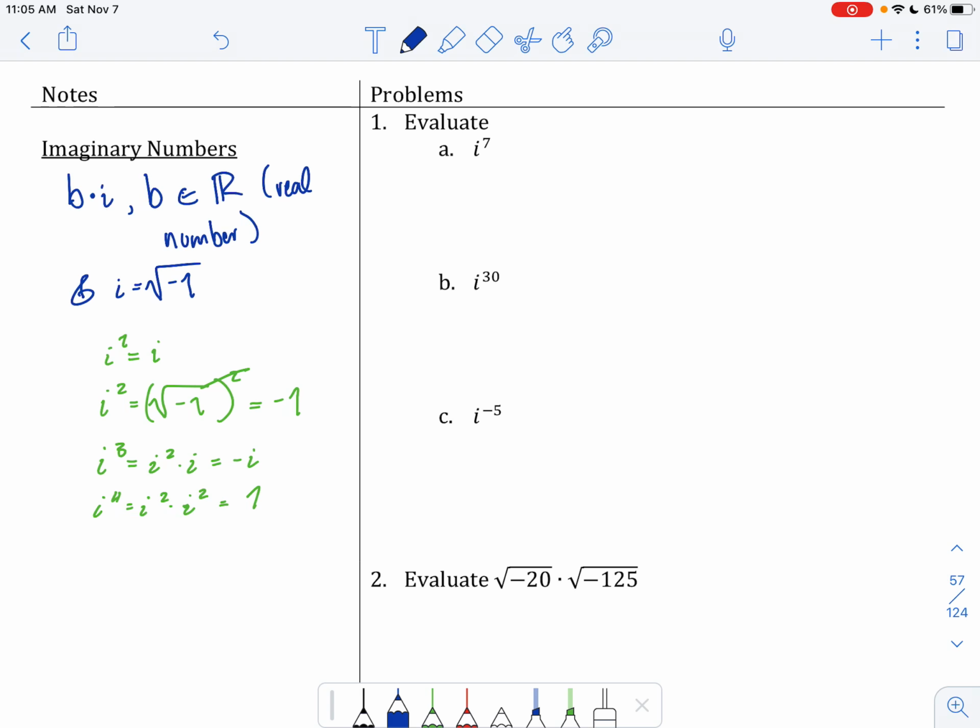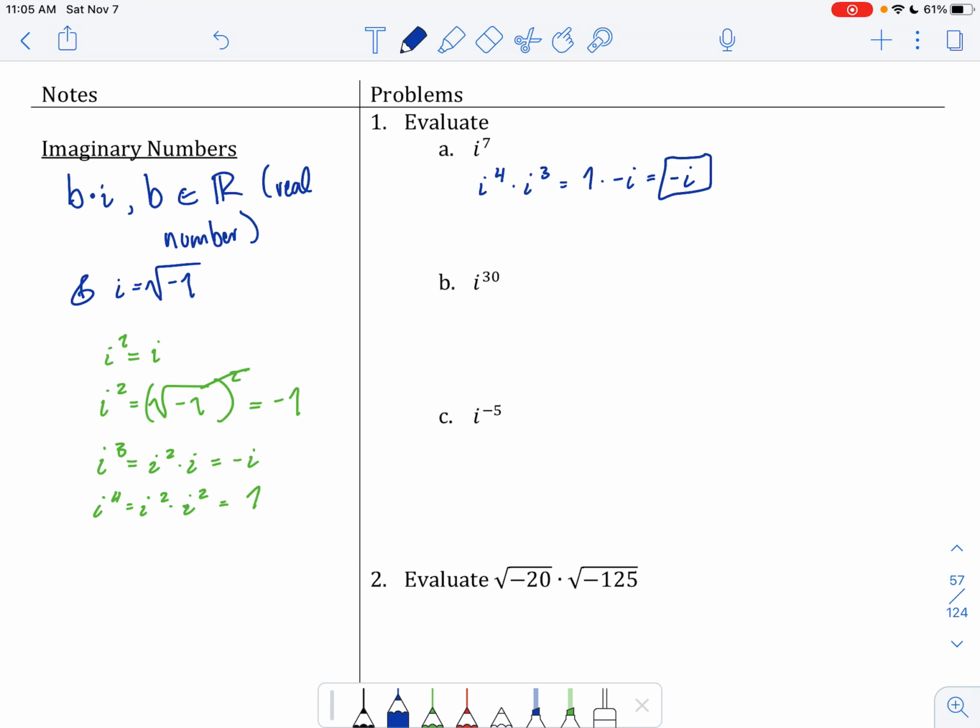So if I'm looking at my problems here, in number 1, it says i to the 7th. Well, i to the 7th would be i to the 4th times i to the 3rd, again using our laws of exponents. i to the 4th is 1, i to the 3rd is -i, and so i to the 7th is just -i. So any power of i is going to be one of these four terms. And it's just about using those to figure out exactly which ones.